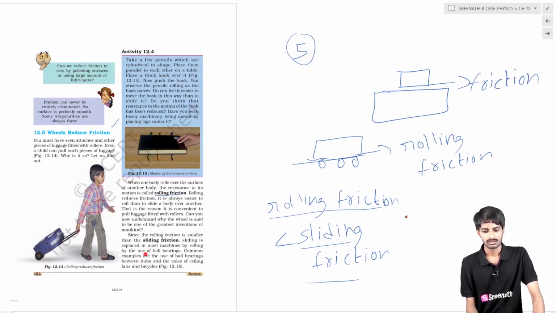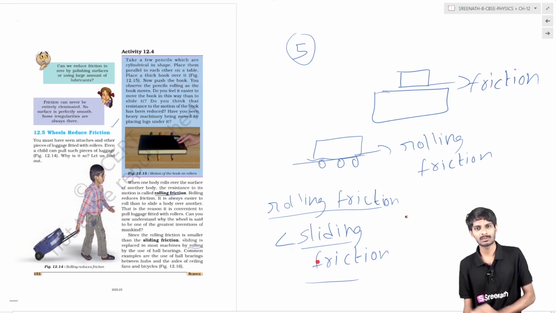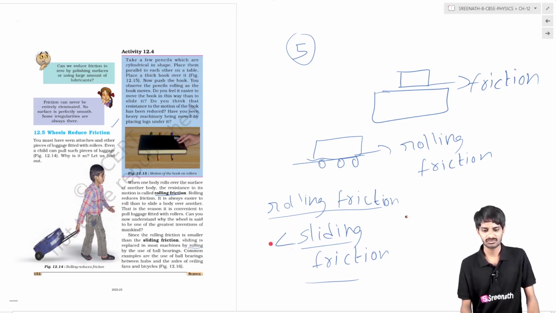Wheels are the great invention of man. Since the rolling friction is smaller than the sliding friction, sliding is replaced in most machines by rolling. Sliding friction is higher and rolling friction is lower. So for this reason, in many machineries, sliding movements are replaced by rolling, because rolling has less friction.